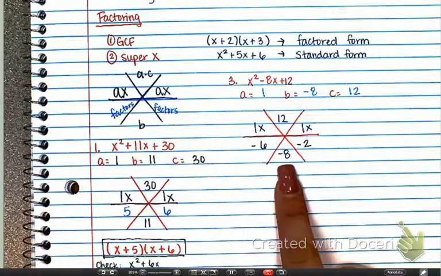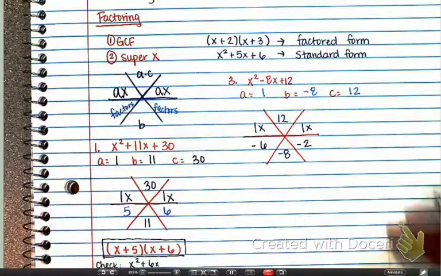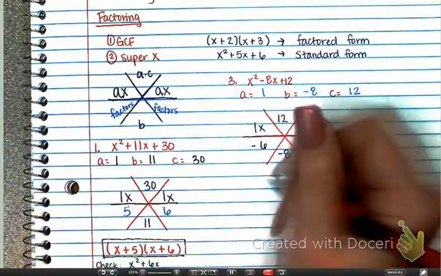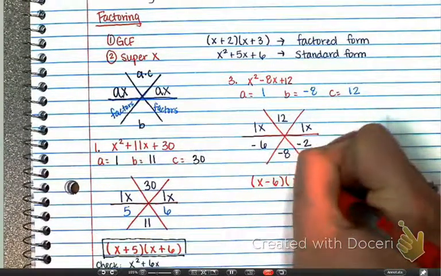Okay, so sometimes you're going to have to try. How many people started with 3 and 4? Couple people. Okay, 3 times 4 is 12, but is 3 plus 4 7 or 8? There's no way to make it 8, right? It's a 7. Sometimes you'll have to use 12 and 1. Okay, you'll have to think of all the factors that multiply. Final answer then is x minus 6 times x minus 2.